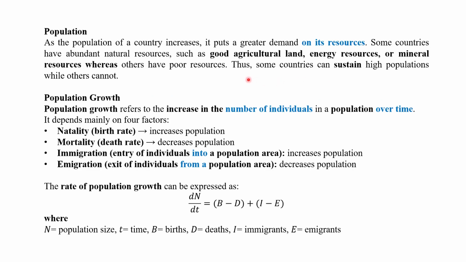So, as we know, when the population of a country increases, it will have a greater demand for its natural resources. Some countries have abundant natural resources such as good agriculture land, energy resources, or mineral resources, whereas others have poor resources. Thus, some countries can sustain high populations while others cannot. That means whoever has lower resources cannot sustain high populations.